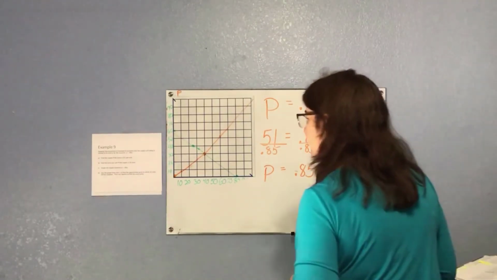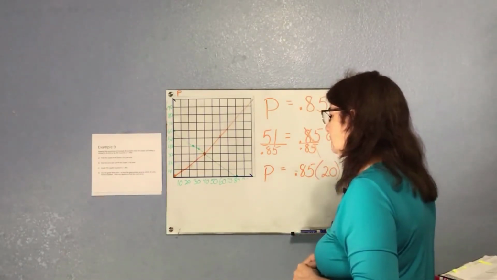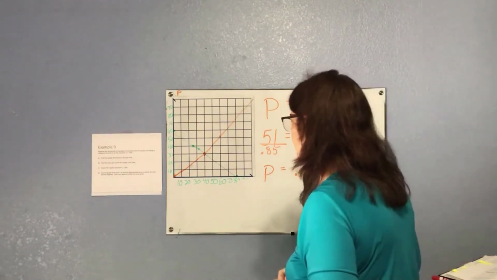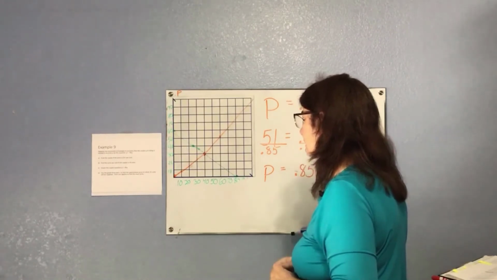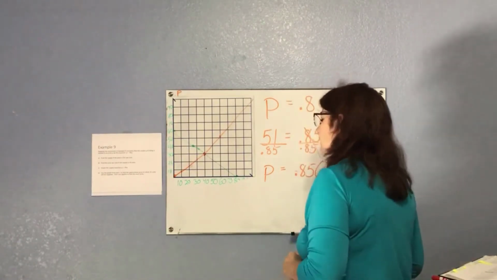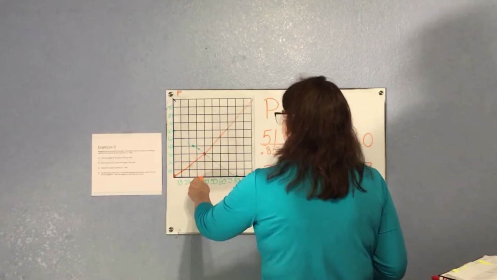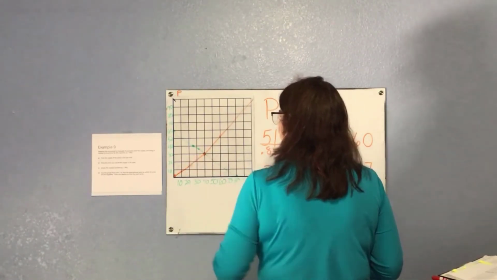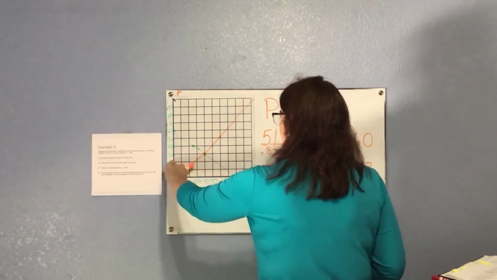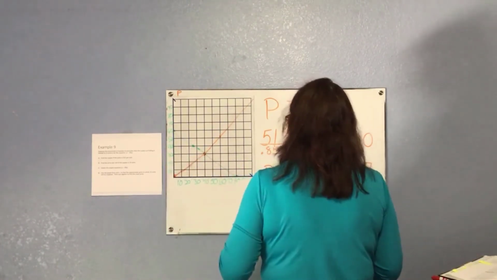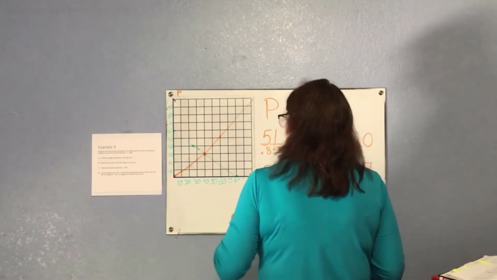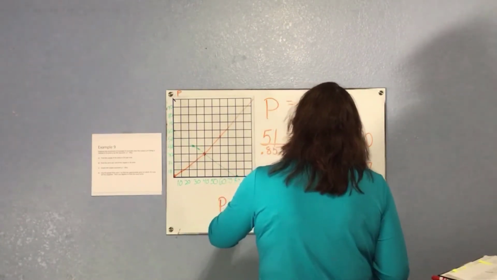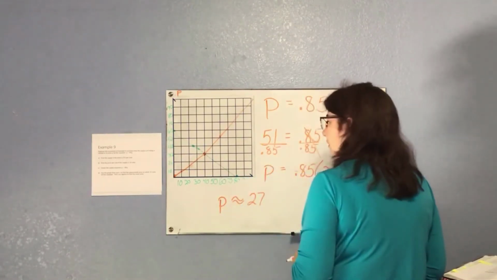And now we're asked to find the approximate price at which 35 units will be supplied. So we'll come out here to 35 units and find a price there on this graph. Looks like it's going to be just under 30, so we're going to say price is approximately, let's say $27.